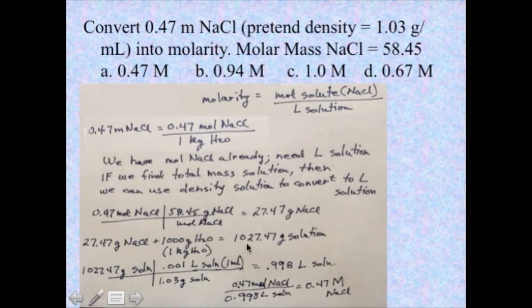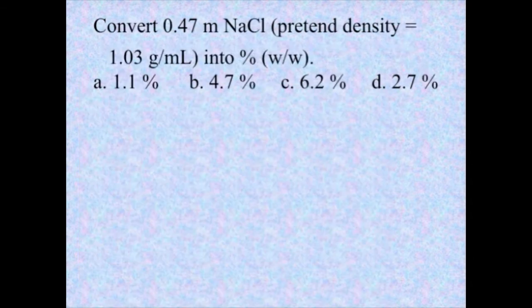Add them together, we get 1,027.47 grams of solution. Now we use the density, dividing by 1.03 to convert into liters of solution. Divide the moles by the liters for our answer, 0.47. Okay, you know the drill. Try this problem and come back and we'll discuss the answer.